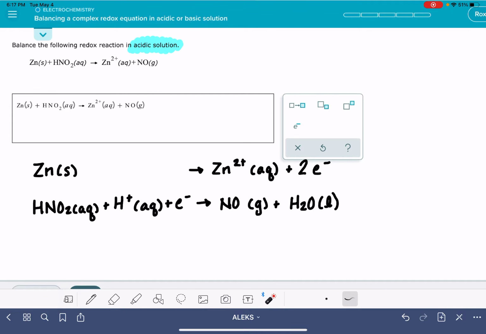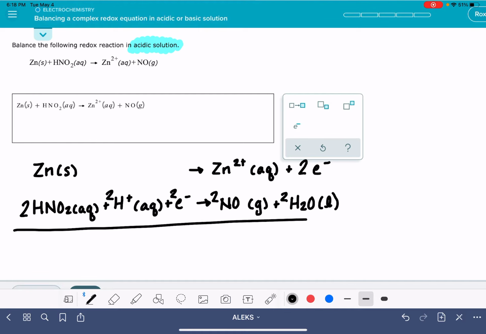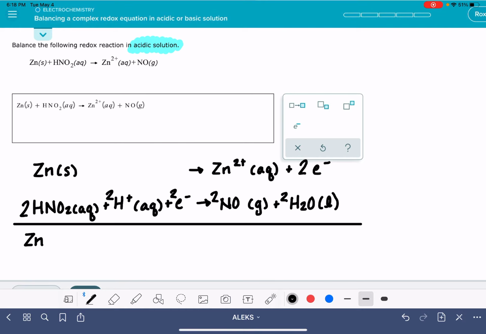Both of these half reactions are now balanced. In order to combine them together, I need to make sure that they each have the same number of electrons. They don't in this case. So what I'm going to do is take this whole entire half reaction and multiply all of the stoichiometric coefficients by 2. That way I will have 2 electrons for both of those half reactions. Once I have the same number of electrons in both of the half reactions, I'm ready to combine them together.